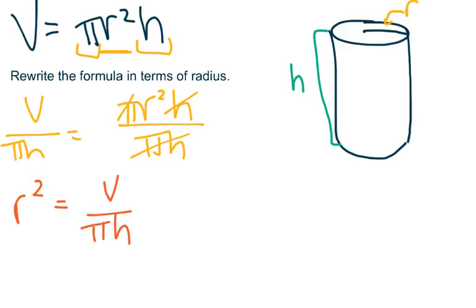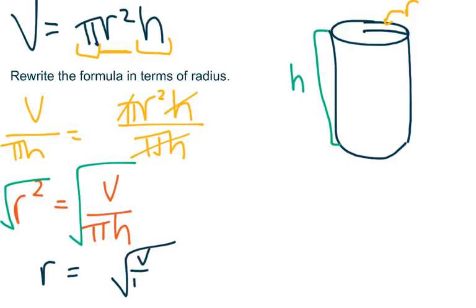But we are not looking for radius squared, we want just the radius. So we need to get rid of this power of 2. What we can do for that is use another inverse operation and take the square root. Remember, the square root of a square is just the original value. And what we do to one side, we have to do to the other side of the equation. This leaves us with r equals the square root of volume over pi times height.